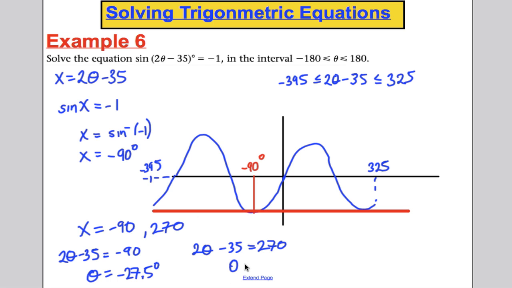And you get theta is 152.5 degrees. And you're done. There are the two answers.